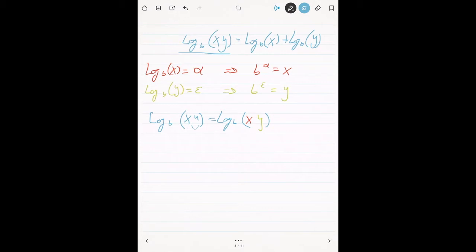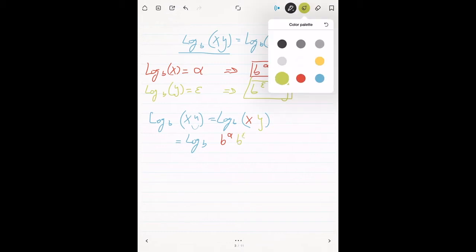So what I can do now is go ahead and sub these values in. Let's rewrite this expression. I'm going to try to use as much space as I can here, but let's rewrite what x is equal to. We said that x is equal to b to the alpha power. So instead of saying x times y, I'm going to say b to the alpha power. And instead of y, I said y is equal to b to the epsilon power. So I'm going to write b to the epsilon power for y.